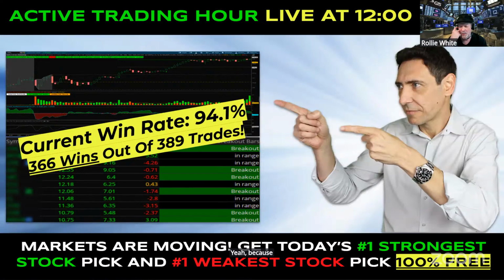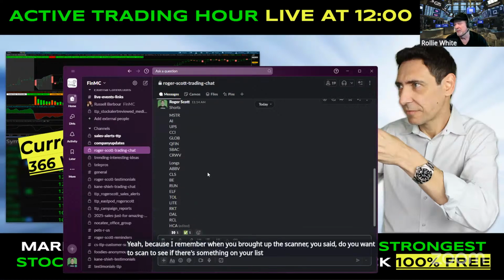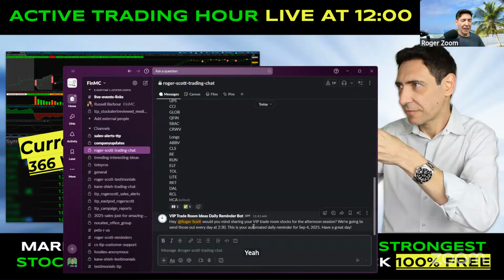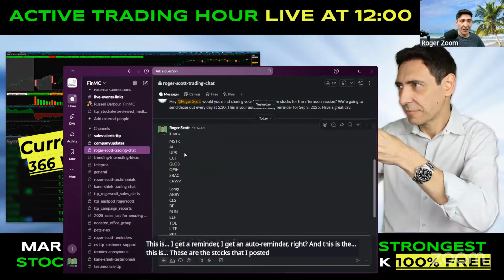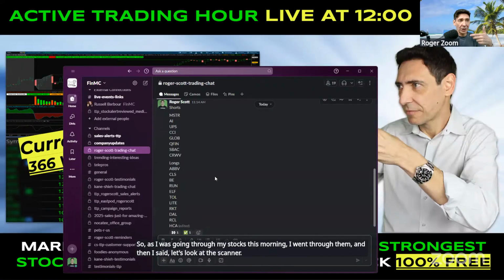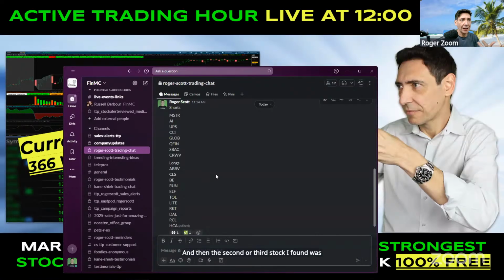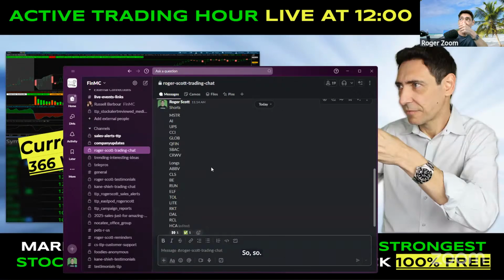When you brought up the scanner, you said you want to scan to see if there's something on your list or maybe something not. I get an auto reminder, right? And these are the stocks that I posted at 11:14. This is my watch list. Ross Store is not on my long list. So as I was going through my stocks this morning, I went through them, and then I said, "Let's look at the scanner." And then the second or third stock I found was Ross Store, and I was like, "Ooh, this looks beautiful."